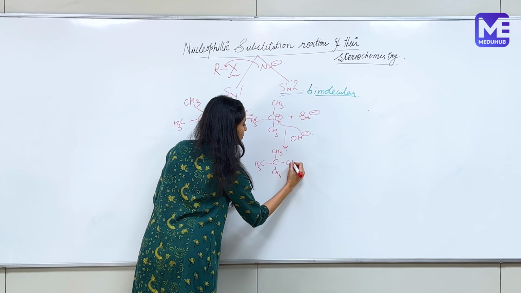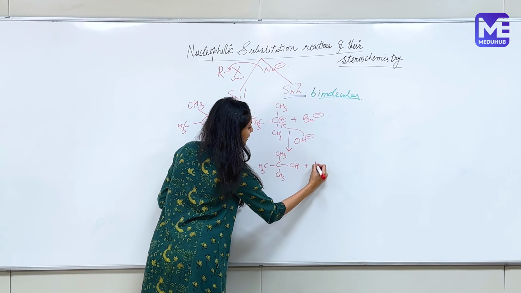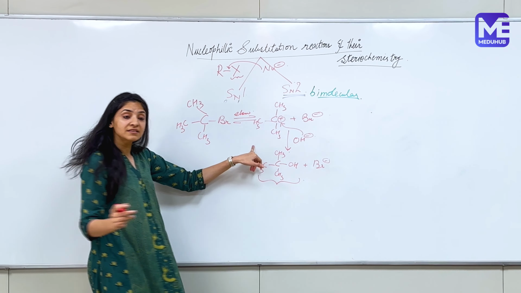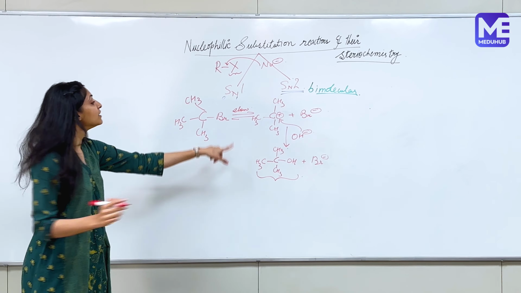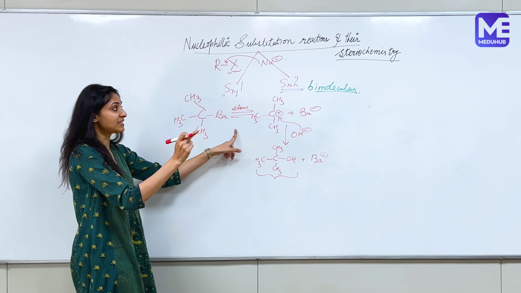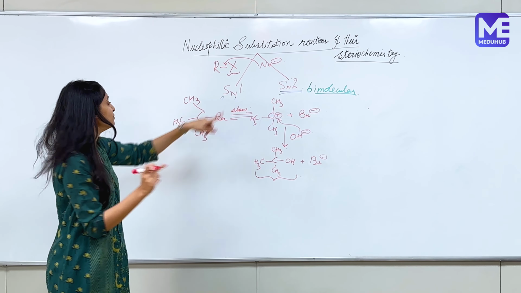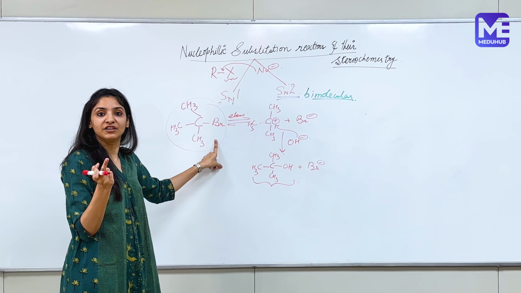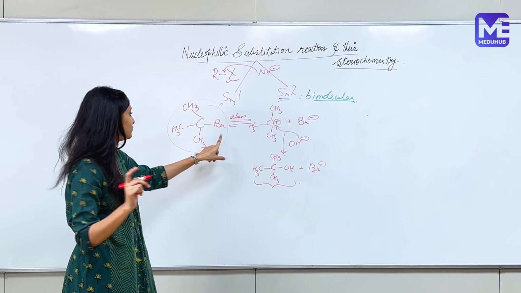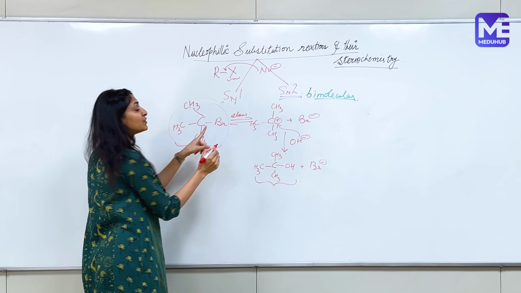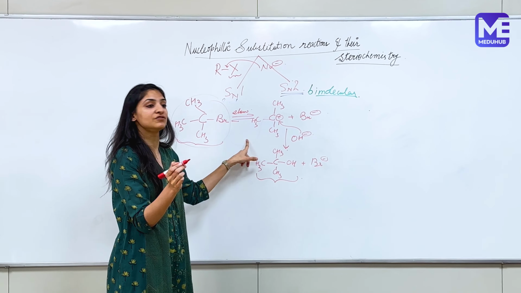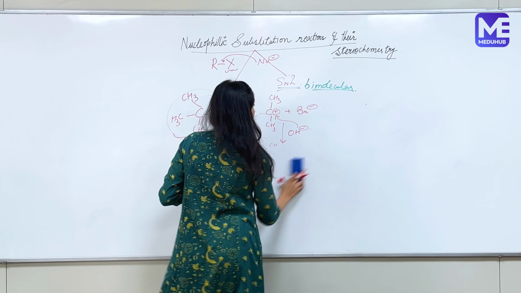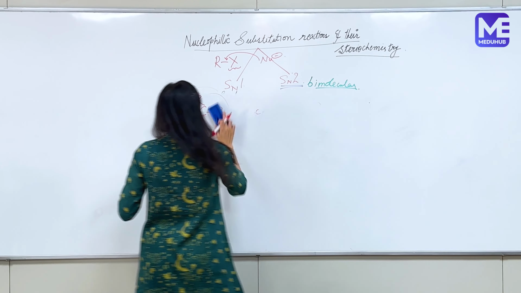(CH3)3C-OH, and Br minus stays as it is. So this is the product. This is a two-stage process, and the first step is the rate determining step. In an SN1 mechanism, the concentration of the substrate determines the rate of the reaction. So it is a first order kinetics reaction where the rate depends only on the concentration of the substrate and does not depend on the concentration of the nucleophile. Let us see another example where we see an SN2 mechanism taking place.